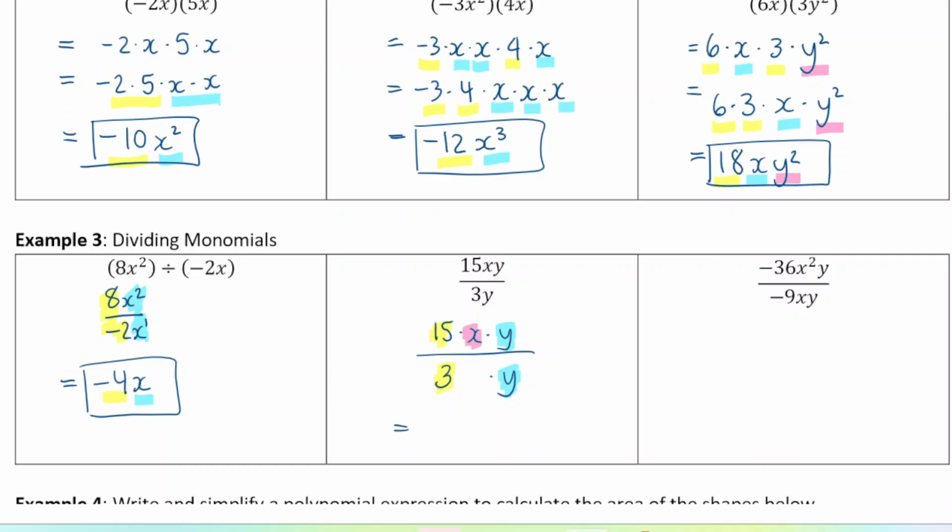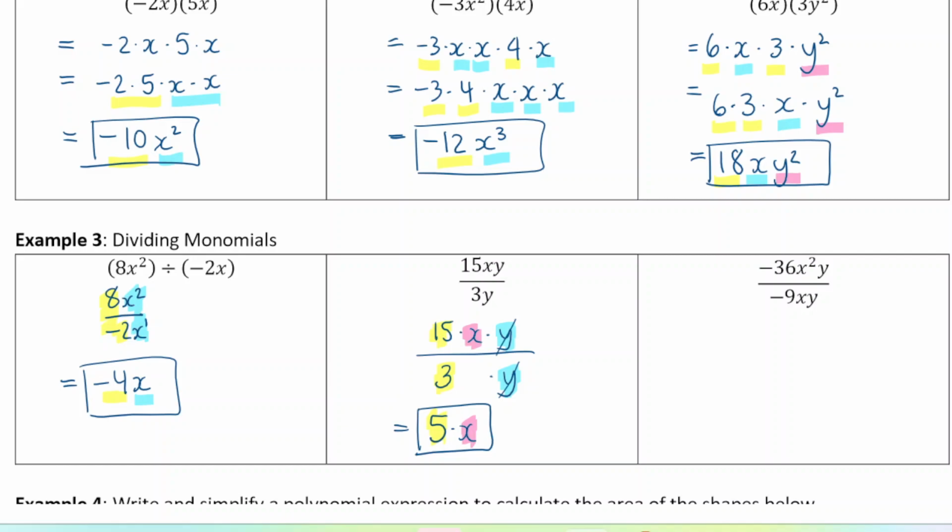So let's do the numbers first. 15 divided by 3 is 5. There is no division to do with the x, so it's just going to be in my final answer. And then when you have y divided by y, that completely cancels out. 1 minus 1 would be 0. So we leave it out of our final answer. It'd be y to the power of 0, which is 1 anyway, so it doesn't need to be written. And that's our final answer, 5x.